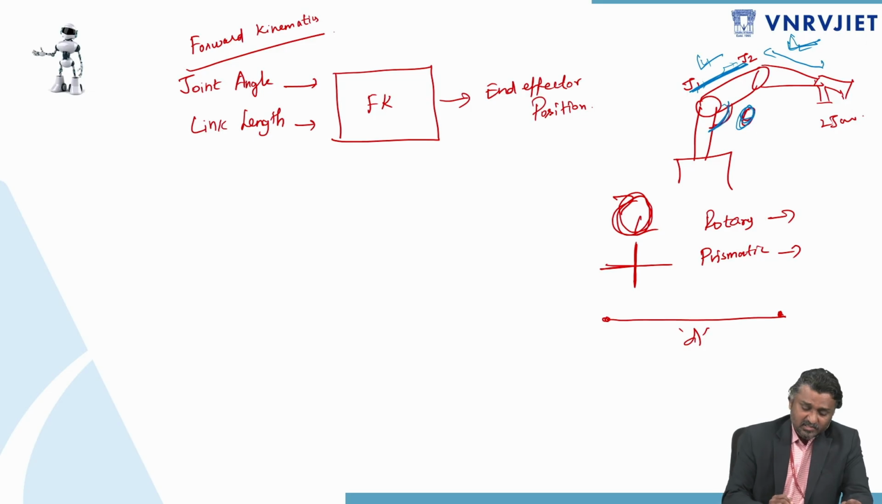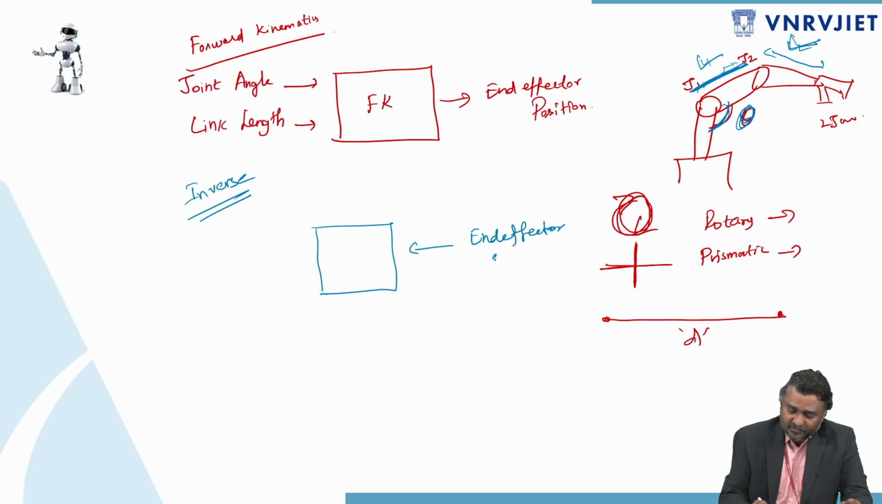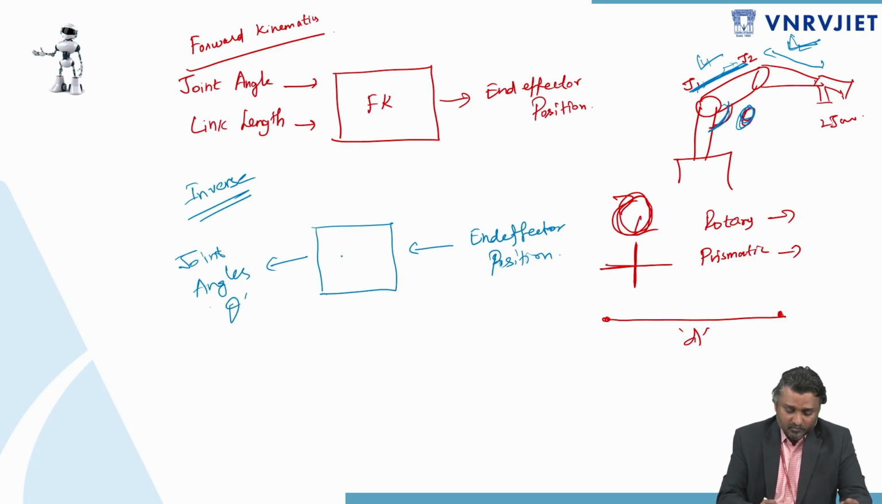So what is inverse kinematics? Inverse kinematics is when I now know the end effector position. From the end effector position, I have to identify the joint angles, that is theta. This is inverse kinematics.